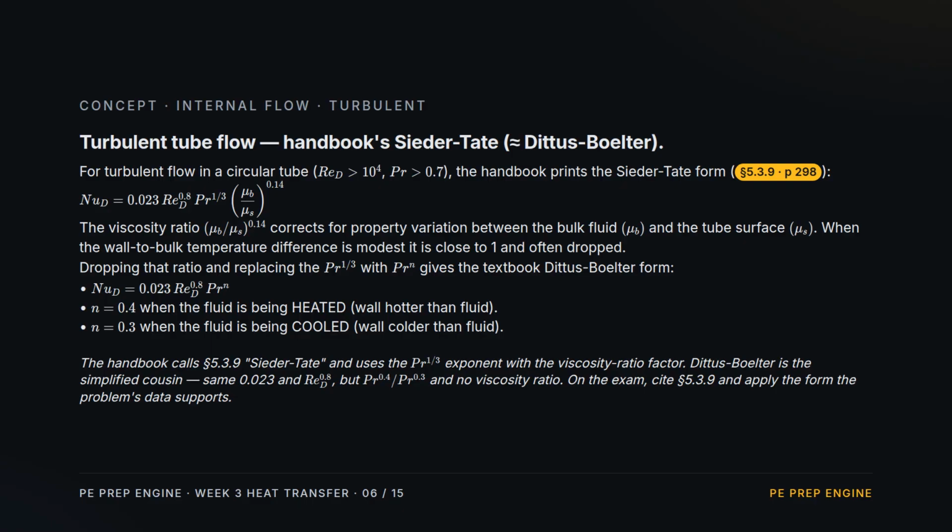Turbulent tube flow. For Reynolds above 10,000 and Prandtl above 0.7, the handbook prints the Seider-Tate form. Nusselt equals 0.023 times Reynolds to the 0.8 times Prandtl to the 1/3 times the viscosity ratio to the 0.14. That ratio corrects for the bulk to surface property difference. When the wall to bulk difference is modest, it nears 1 and is often dropped. Drop it and swap the 1/3 exponent for n, and you have the textbook Dittus-Boelter form. n is 0.4 for heating, 0.3 for cooling.